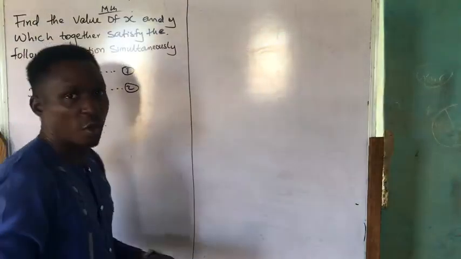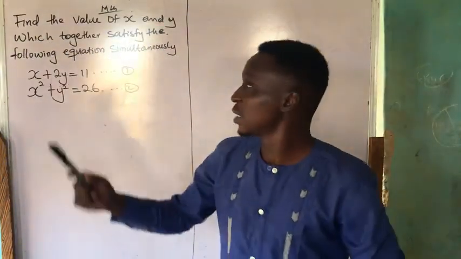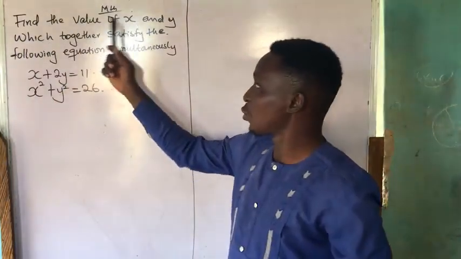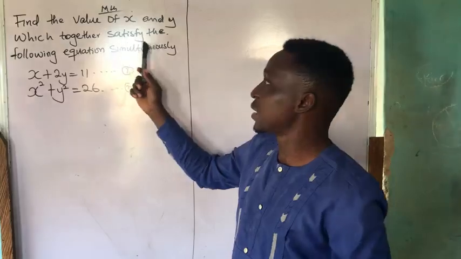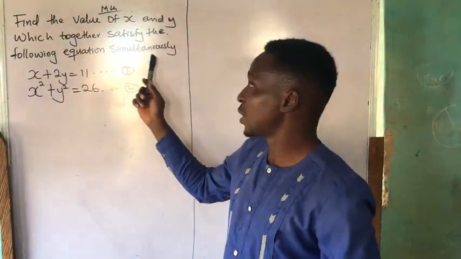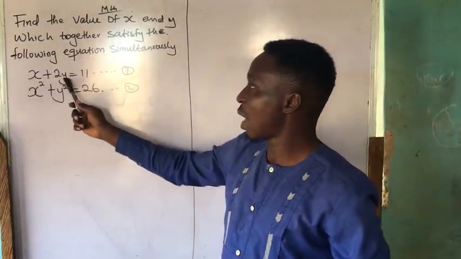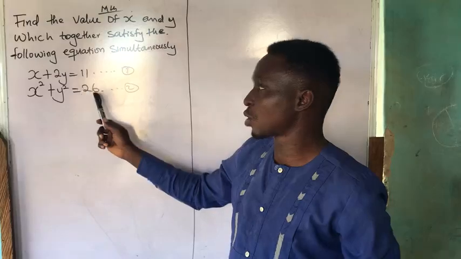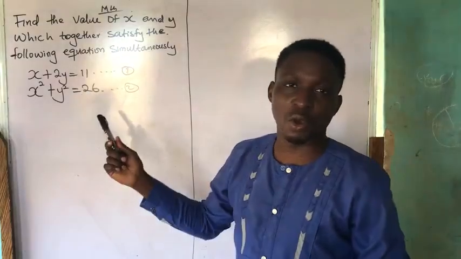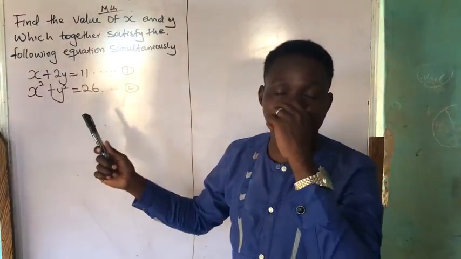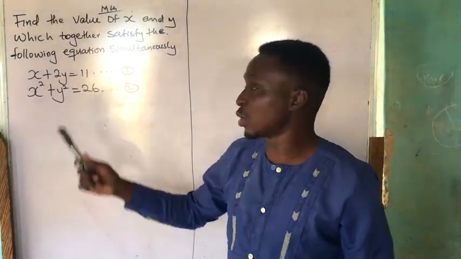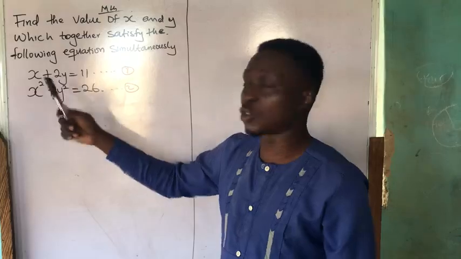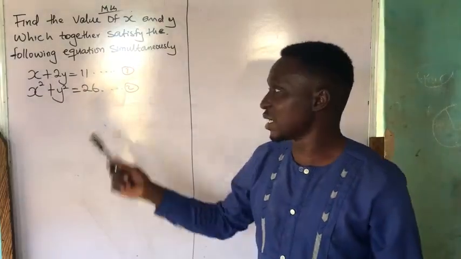Alright, so we want to solve this mathematical problem. It says find the value of x and y which together satisfy the following equations simultaneously. x plus 2y equals 11, x squared plus y squared equals 26. Now, this is called simultaneous linear and quadratic equations. So this is a simultaneous equation, but eventually it's going to lead us into a quadratic equation.